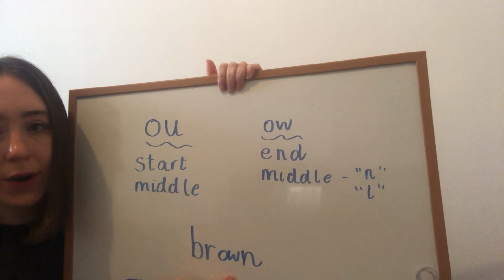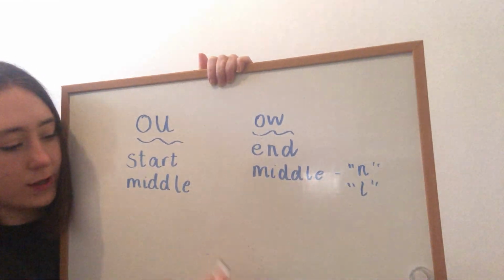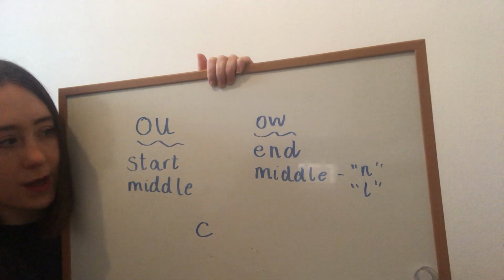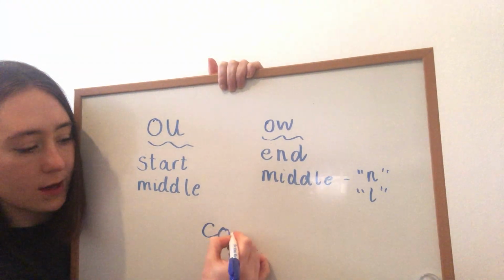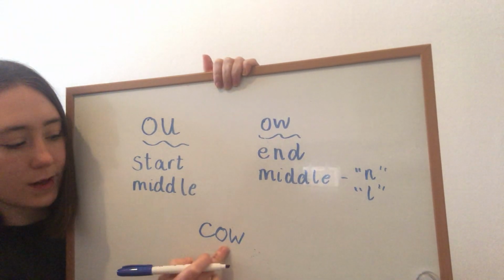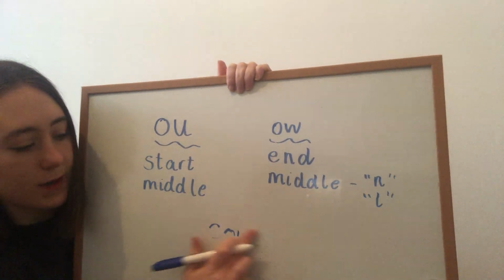Brown. Br, ow, n. And cow, we know that the start sound is k and our ow sound ends it. So we have k, ow. So that sentence had all the same ow words in it.